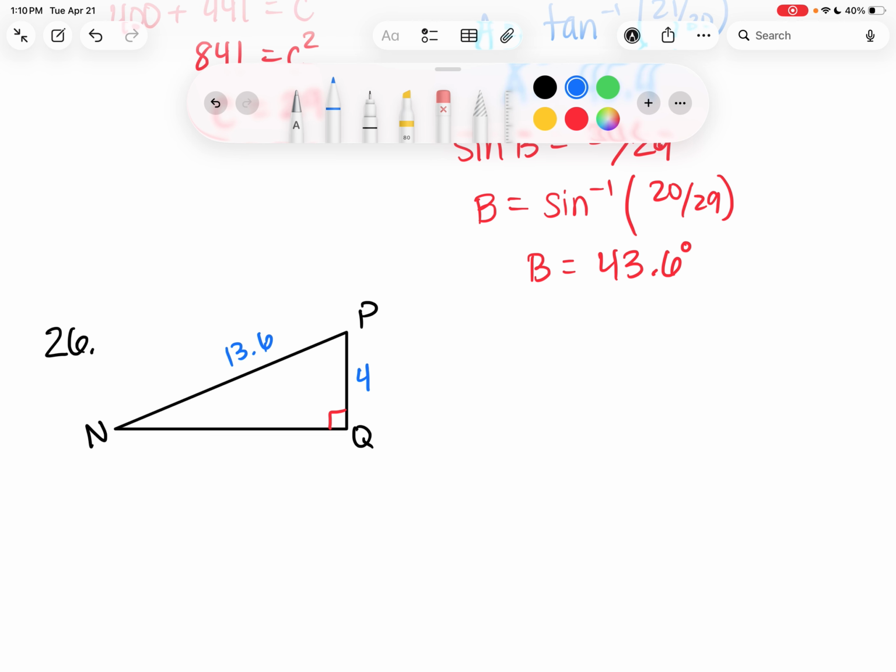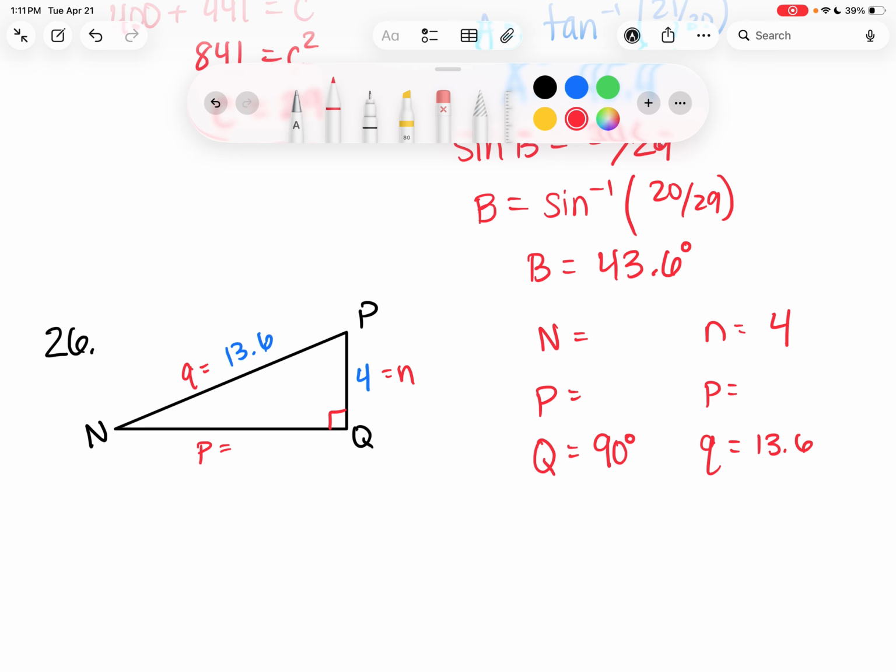So obviously I'm not going to write ABC. I'm going to write NPQ. So angle Q I know is 90 degrees. I'm going to write in my letters over here. Side Q is 13.6. Side N is 4. So this is side P over here that I'm solving for. And then I'll obviously solve for the other angles as well.